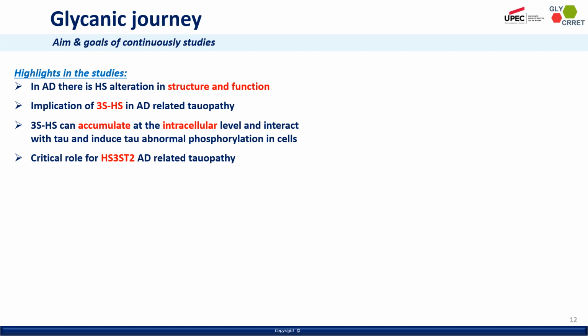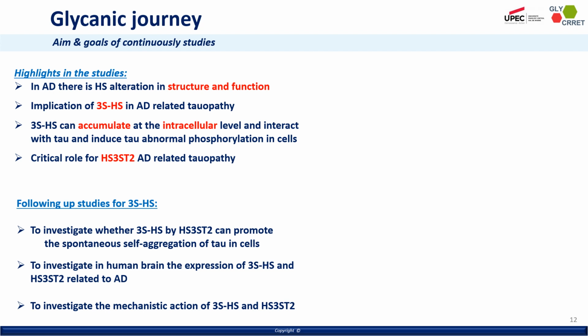So during our glycobiology journey, we saw that in Alzheimer's disease we had an alteration in structure and function of heparan sulfate. In fact, heparan sulfate changes in quantity and in quality with implication of 3-SHS. And these 3-SHS accumulate at the intracellular level with interactions with the tau protein and induce tau abnormal phosphorylation. We also saw that heparan sulfate 3-O-sulfotransferase 2 plays critical roles for AD-related tauopathy. So we were dealing with very specialized heparan sulfate structures, and this needed further investigation.